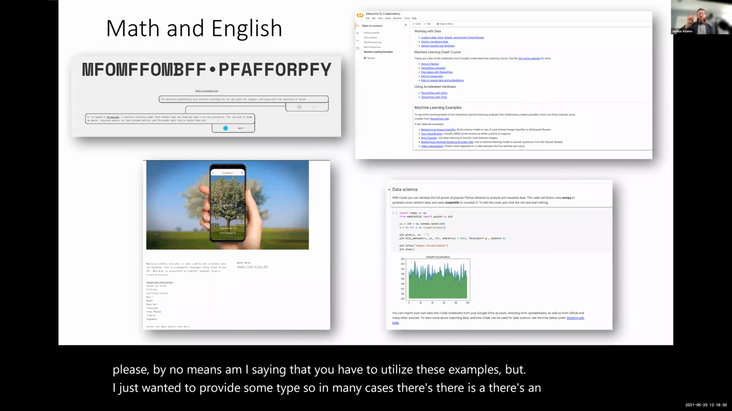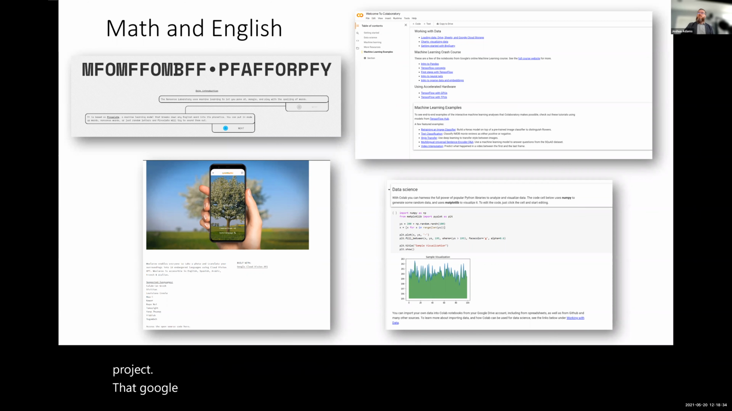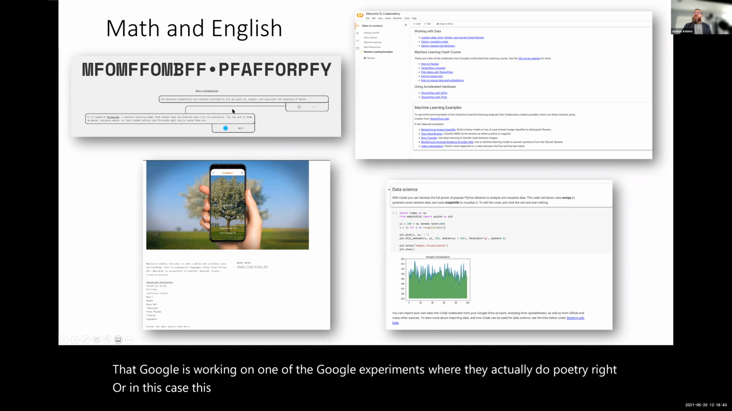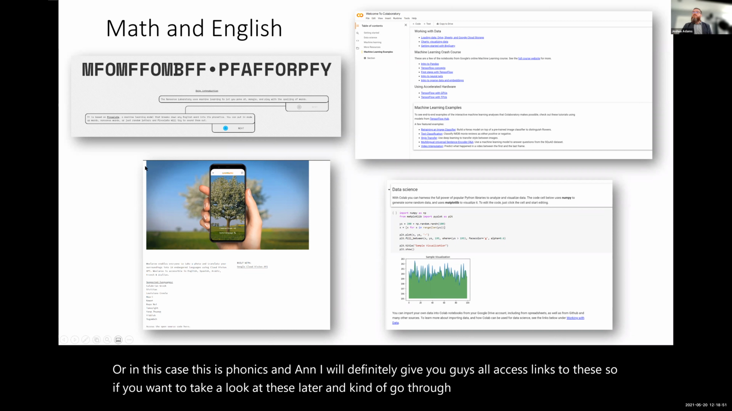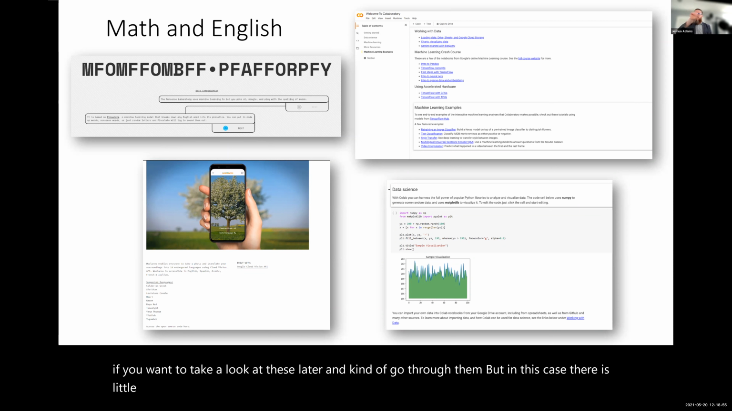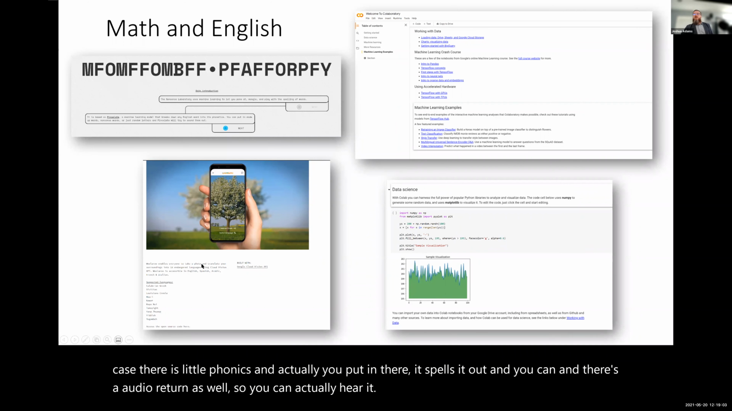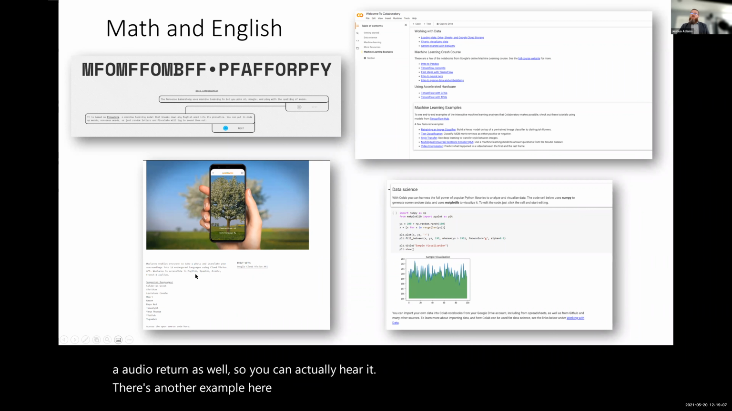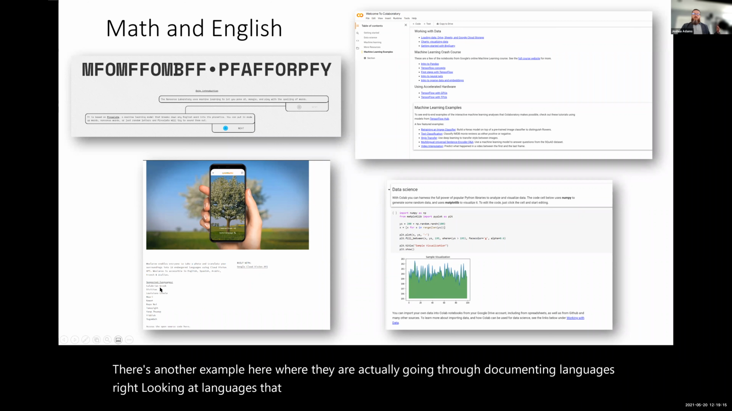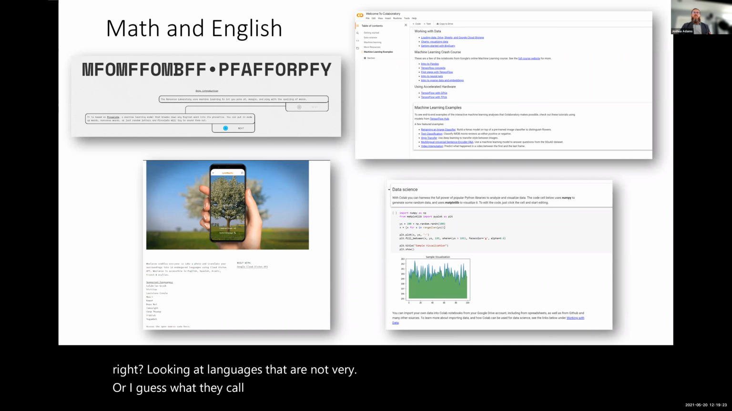So in many cases, there's an AI/ML project that Google is working on, one of the Google experiments, where they actually do poetry, or in this case, phonics. I will definitely give you all access links to these, so if you want to take a look at these later and go through them. In this case, there's little phonics: you put it in there, it spells it out, and there's an audio return as well, so you can actually hear it. There's another example where they are documenting languages, looking at languages that are what they call endangered. So they're trying to help document with stuff like that.